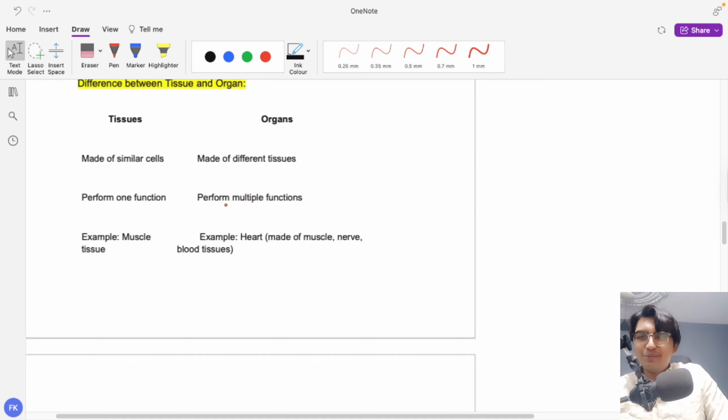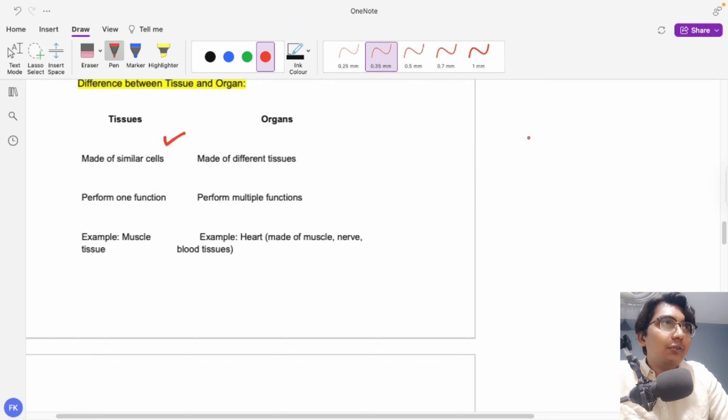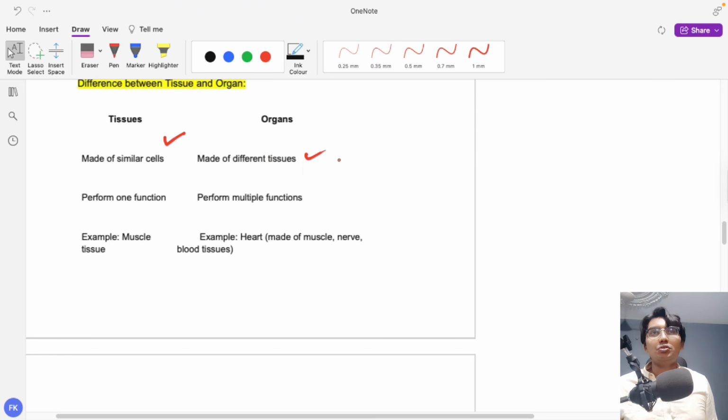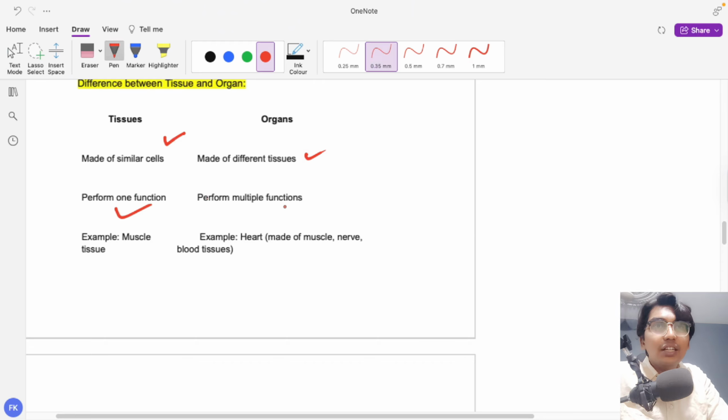So what is the difference between tissue and organ, right? The question should be: tissue is made up of similar cells, right? We have given examples of muscle cells. For example, an organ is made up of different tissues. Let's take the heart. The heart is made up of different types of tissues, which work together efficiently to function as an organ, right? So tissue performs one function, but an organ can perform multiple functions.